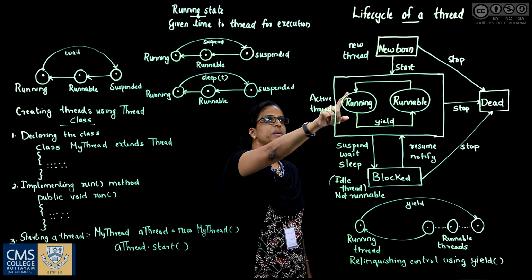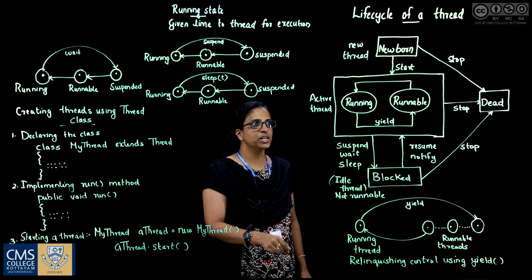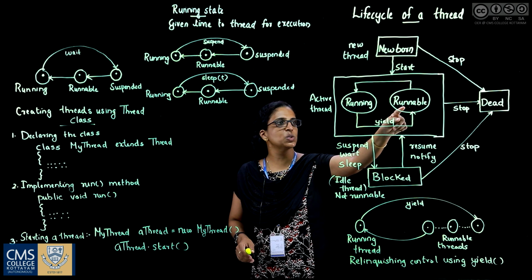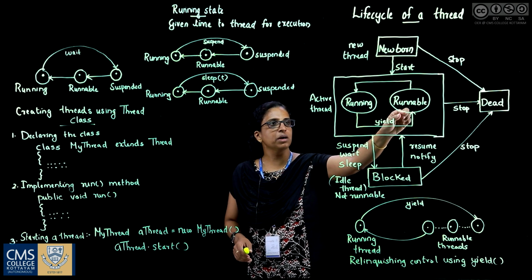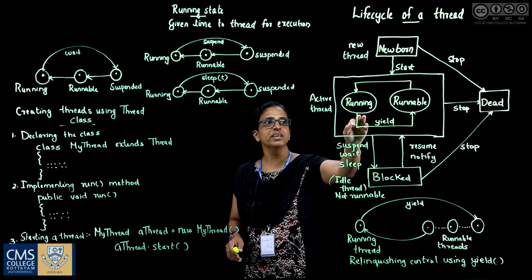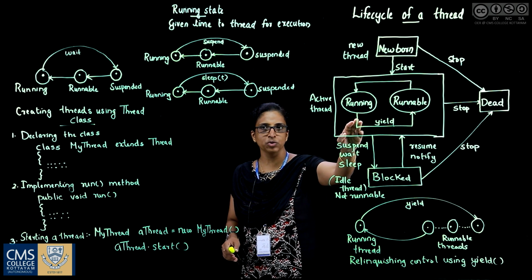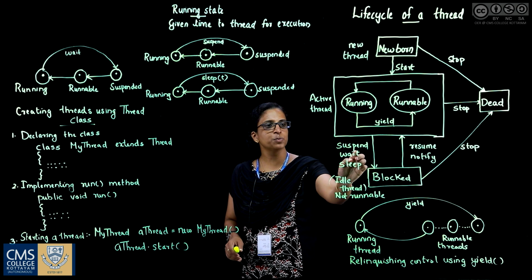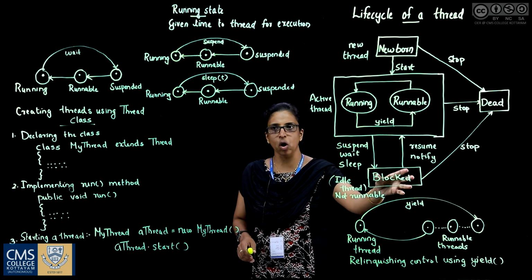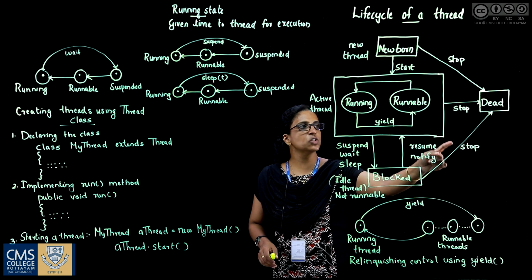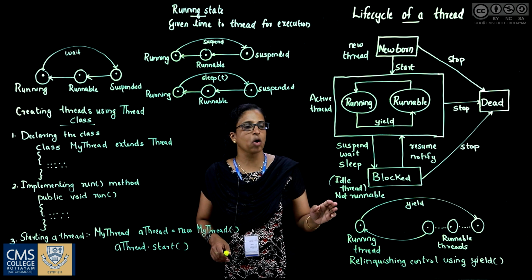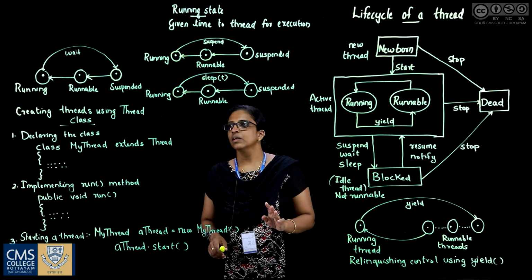A new thread will be in the newborn state initially, and then it enters the runnable state, which means it is ready for execution. From the runnable state, it will be entering the running state where it is allotted time for execution. And by calling the suspend, wait or sleep method, the thread will be entering the blocked state. And if the stop method is called, that will result in the premature death of the thread.